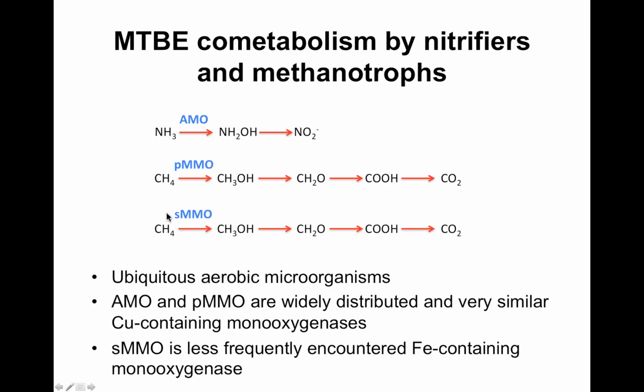And then if we look at the methanotrophs, the underlying pathway of methane oxidation is the same. We take methane, we oxidize it to methanol, we make formaldehyde, we make formate, and eventually convert it to CO2. The initial reaction in this process is catalyzed by an enzyme called methane monooxygenase, and it comes in two flavors. There is a particulate version and a soluble version. The particulate version is very similar structurally to AMO, and it's another copper-containing enzyme. sMMO, in contrast, is an iron-containing monooxygenase, and is less widely distributed than the particulate form of this enzyme.